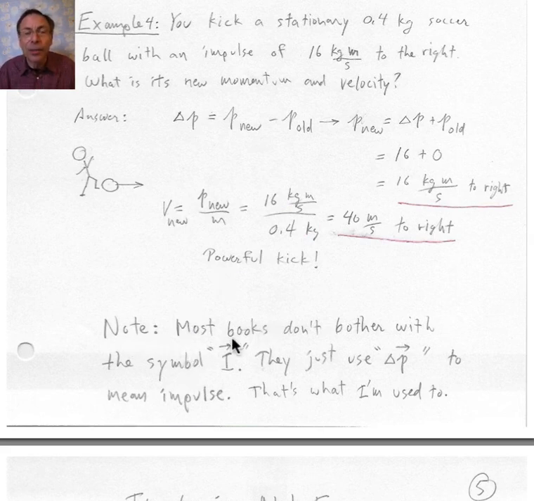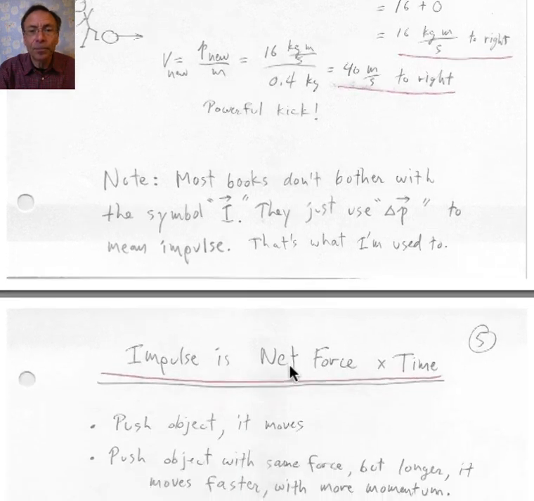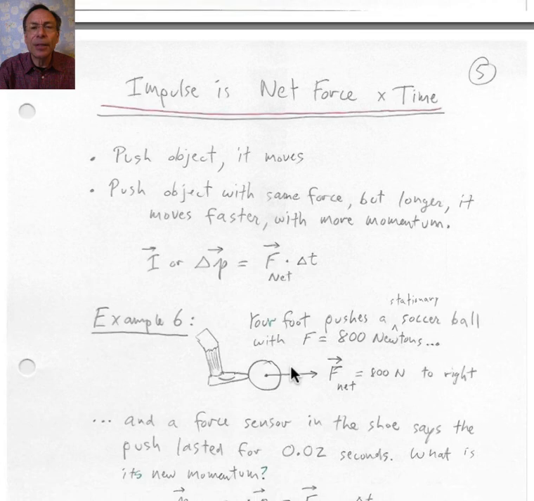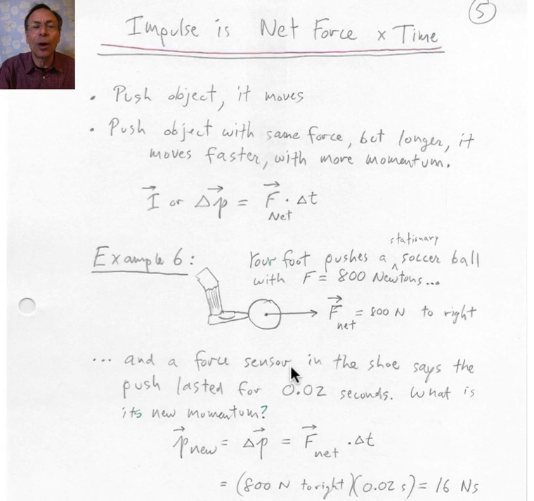And so here's a little note. I don't think you're going to see the symbol I for impulse very much. In our book, he's using it, but most books just use delta P. All right, so where is delta P coming from? And so that's what this is about.